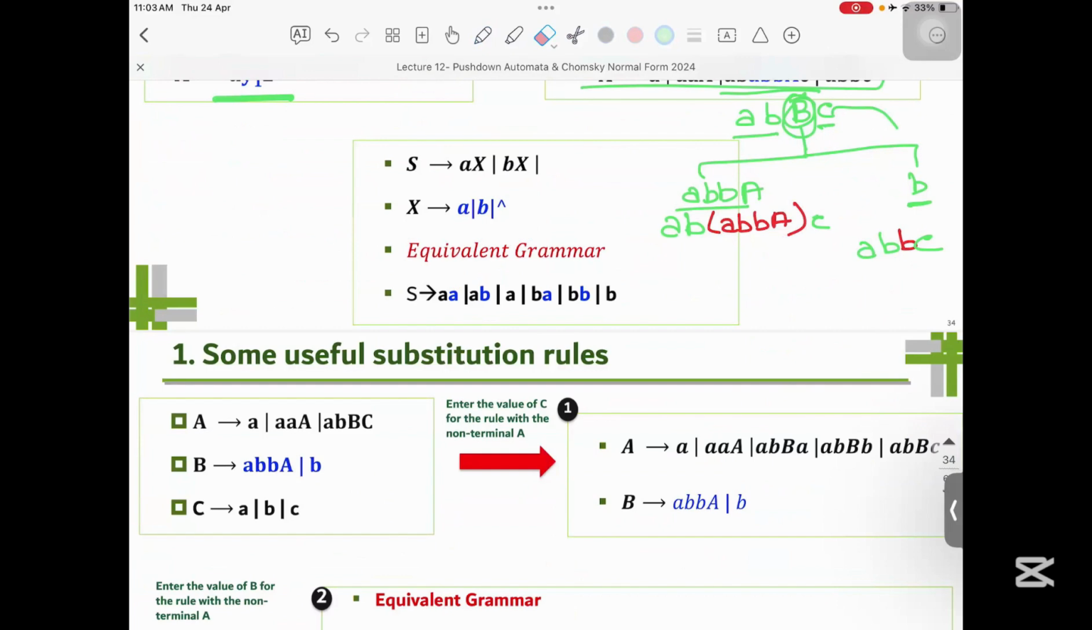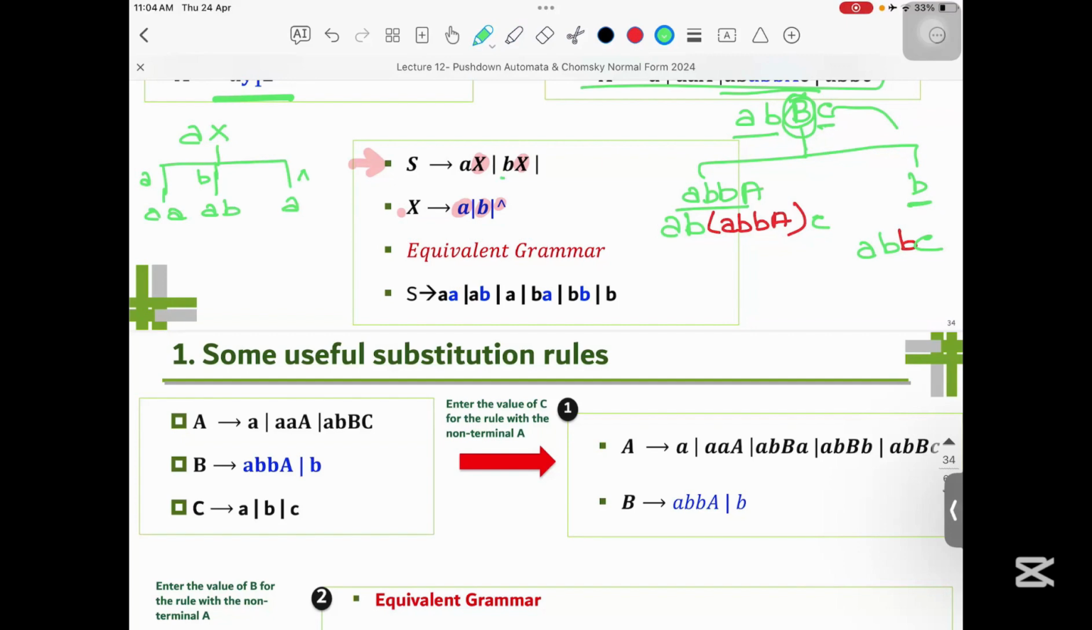Let's consider another example. Here, this is the starting one. Here you will have the value of X. X can be A, X can be B, X can be empty. So look how we can solve this example. You can see we will have an AX. The X value can be either A, B, or empty. So here it will be AA for this particular path, here it will be AB, and here it will be only A.